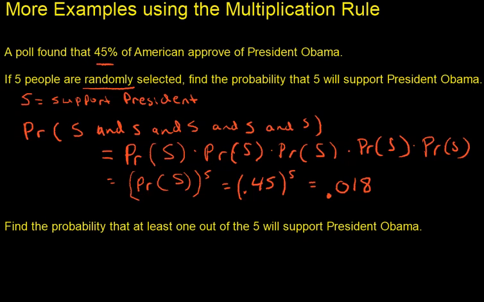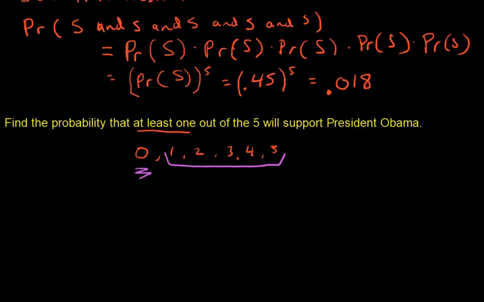All right, so now let's go ahead and find the probability that at least 1 out of the 5 will support the president. Remember, a few videos back we were talking about how the complement of at least 1 is none, right? So either 0 people support the president, or 1, 2, 3, 4, 5. So at least 1 would be 1 or more. The complement to at least 1 would be none, that no one supports the president. None out of the 5.